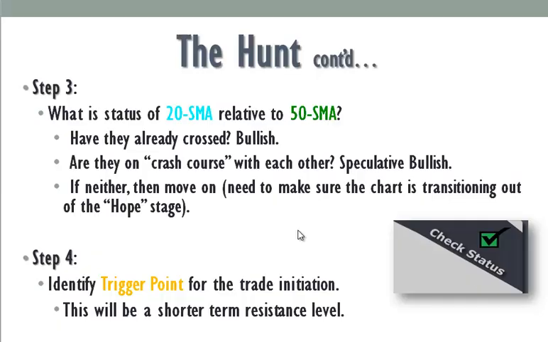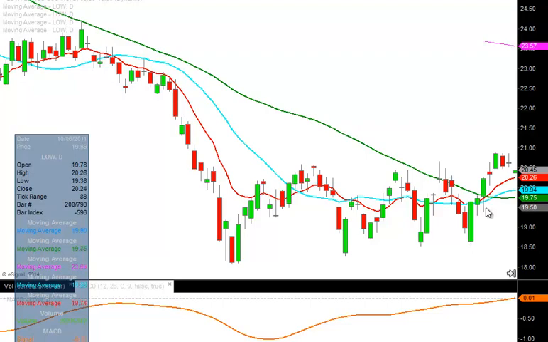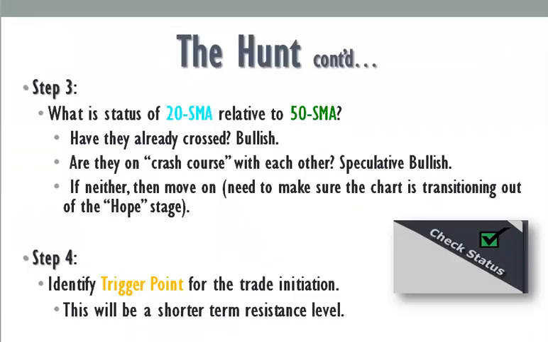So let's go check out the status of the 20. In this case, no needing to dissect or get out the microscope. Are they on a crash course or anything? No need to do that. You can see the 20 is now up above the 50, so it's just a flat out bullish setup here. No speculative bullish or anything like that. 20 above 50, good.